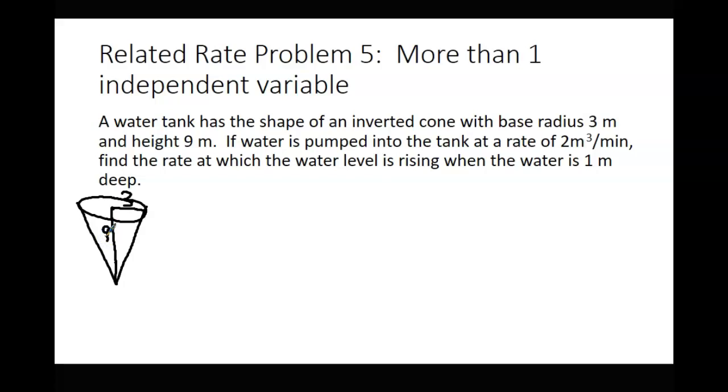If water is pumped into this tank at a rate of 2 cubic meters per minute, find the rate at which the water level is rising when the water is 1 meter deep. So what's happening here is we are putting water into the tank and it's filling up like this, right? What they're telling us is how quickly I'm pouring water into the tank, but our job is to figure out how fast the height of that tank of water will be going up.